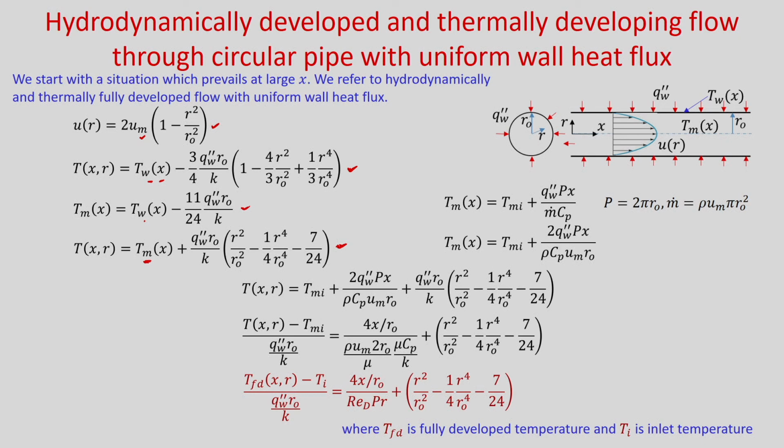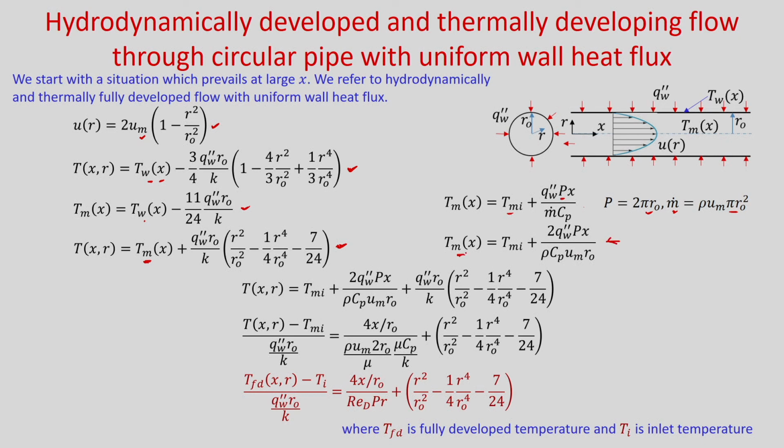Again from energy balance we have derived this equation: Tm is equal to Tmi plus q''w P x divided by m dot Cp. You know that P is the perimeter, which in this particular case is 2 pi r0, and m dot is the mass flow rate, rho um pi r0 squared, since the area is pi r0 squared. This we already derived from the energy balance, where Tmi is the mean temperature at inlet. If you put in the values of P and m dot, you can write it in this form.